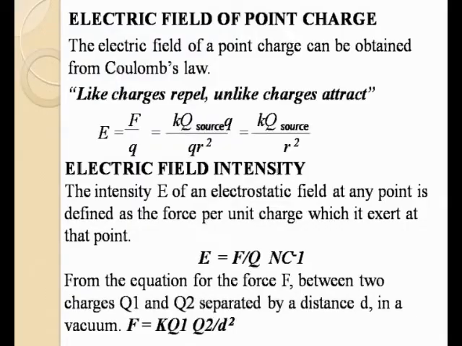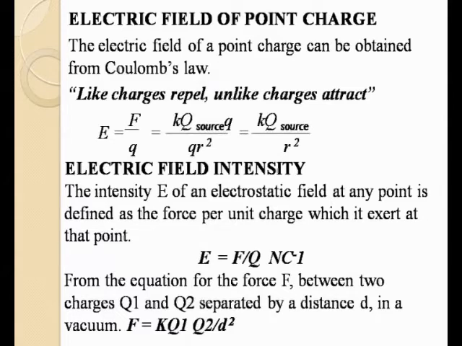So let's proceed. That's what we call electric field intensity. So how do you obtain that? Under electric field intensity, we said electric intensity E of an electrostatic field at any point is defined as the force per unit charge which it exerts at that point.